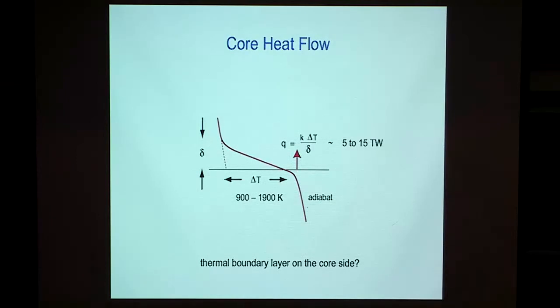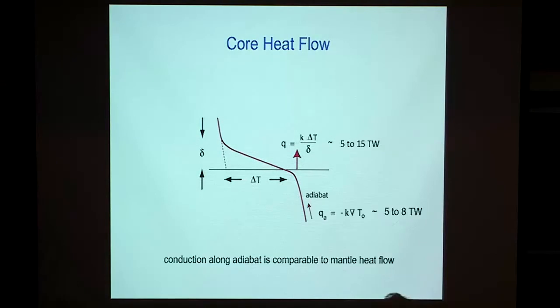Okay. Here's the interesting thing. Here's what I think is the most interesting thing and what makes terrestrial dynamos such a good and sensitive diagnostic of internal dynamics. Okay.